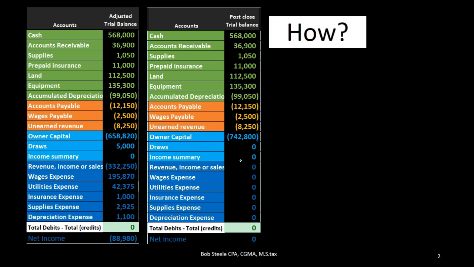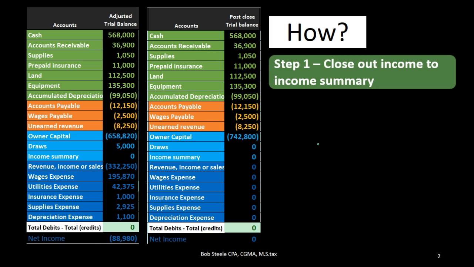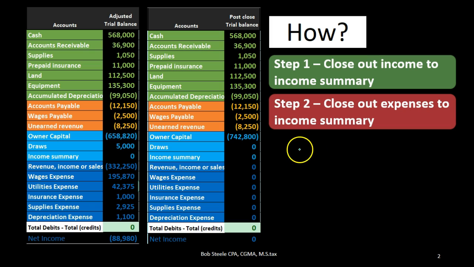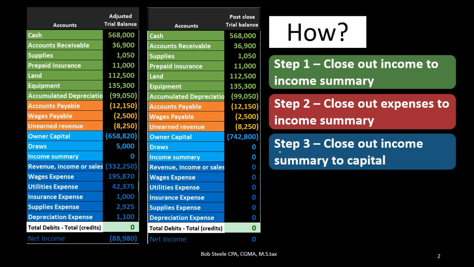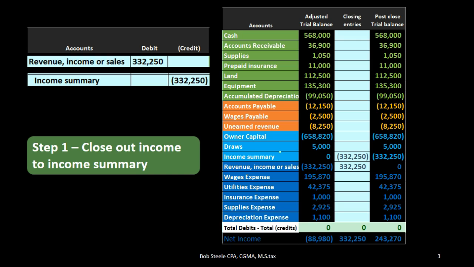How do we do that? Last time we did the first step, step 1, which was to close out income to the income summary. This time we're going to close out expenses to the income summary. Next time we're going to close out the income summary to the capital account. And finally, close out draws to the capital account.